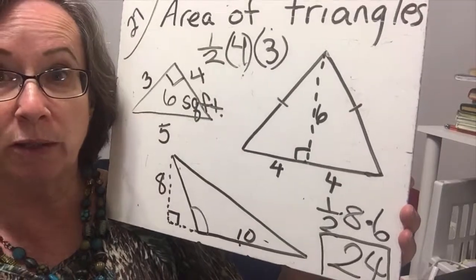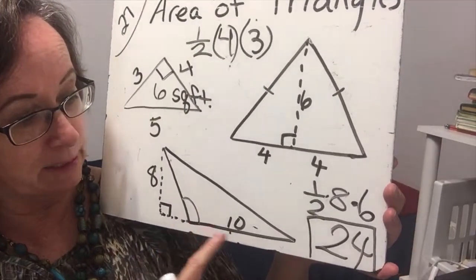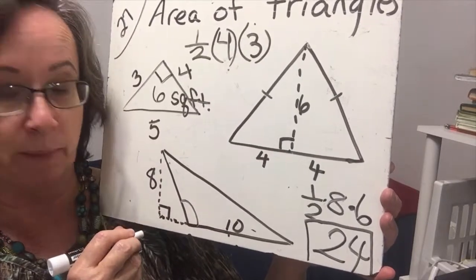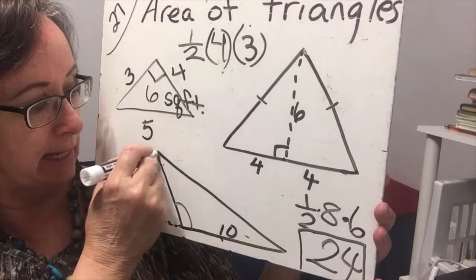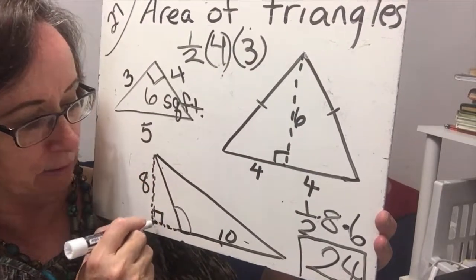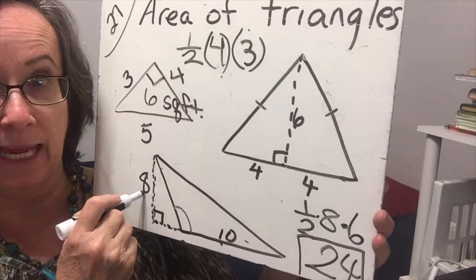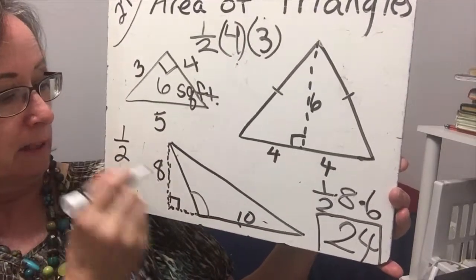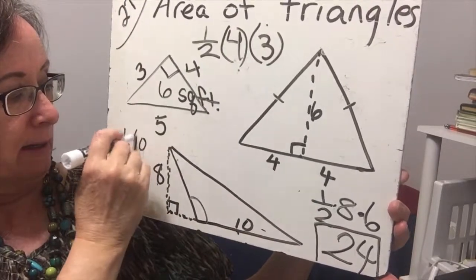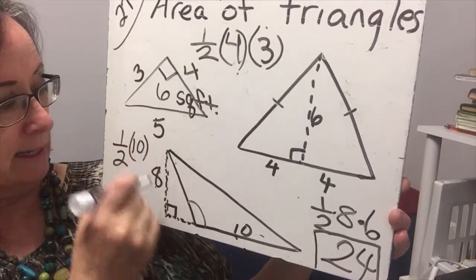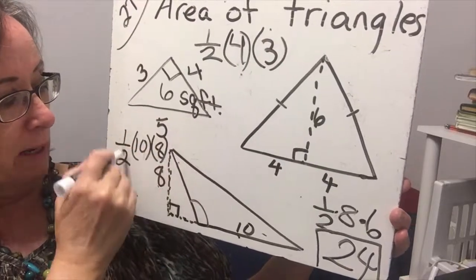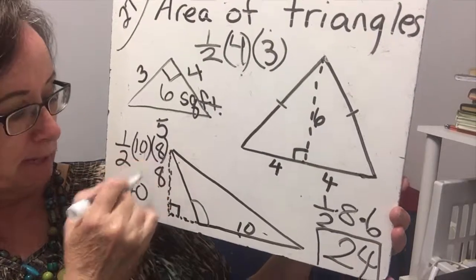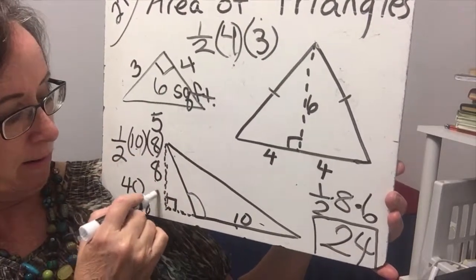Okay, so now we're going to find this is our base. We extended the base, but we do not count that in the base. So the base is just the 10, and then this height, which is perpendicular to the base, is 8. So we're going to find 1/2. The base is 10. This drop height here is 8. So 1/2 of 80 is 40, or 1/2 of 10 is 5, and 5 times 8 is 40 square feet.